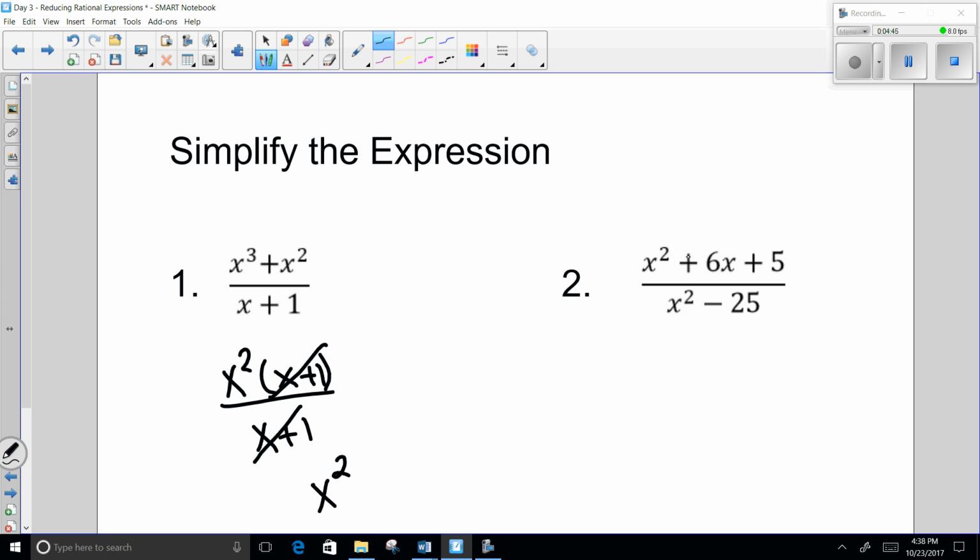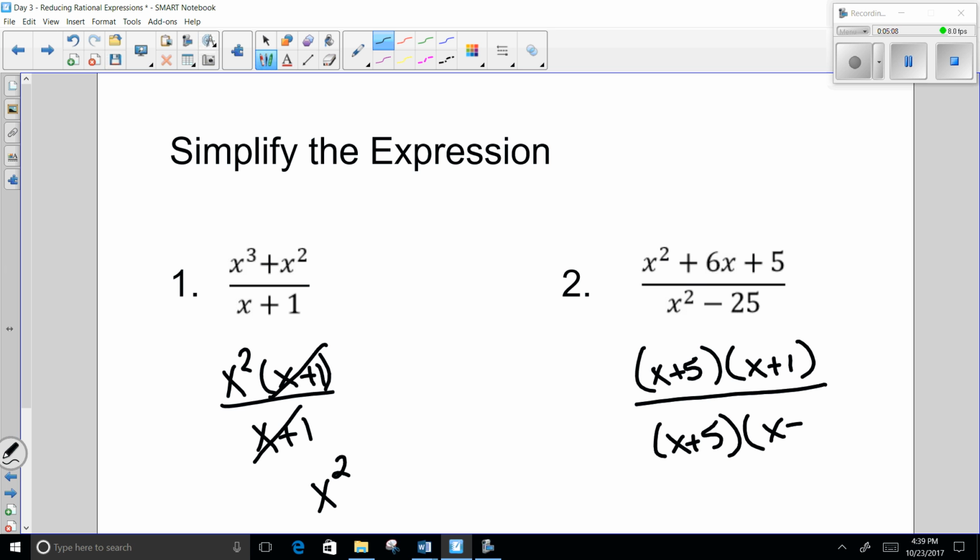Over here, the second one, factor the numerator. The factors of 5 that add up to 6 would be, excuse me, x plus 5 and x plus 1. Divided by, this is a difference of squares, would be x plus 5 and x minus 5. Remember there's a 0x there in the middle. Okay, notice common factors, the x plus 5 here and the x plus 5 here are the same. They reduce to 1, leaving the x plus 1 divided by x minus 5. That's your answer.